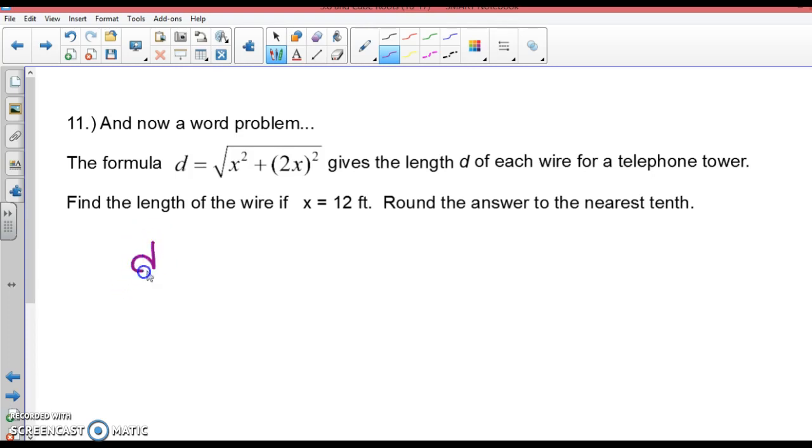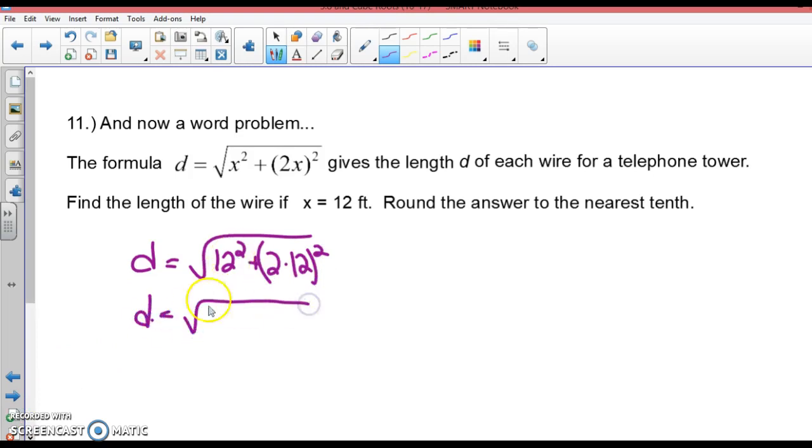So, I've got 12 squared plus 2 times 12 squared. Let's use our order of operations to simplify this. 12 squared is 144. Here, I would do 2 times 12, which is 24 first, because it's in parentheses. And then square that, and I'll get 576. I end up with D is the square root of 720, which is 26.8.